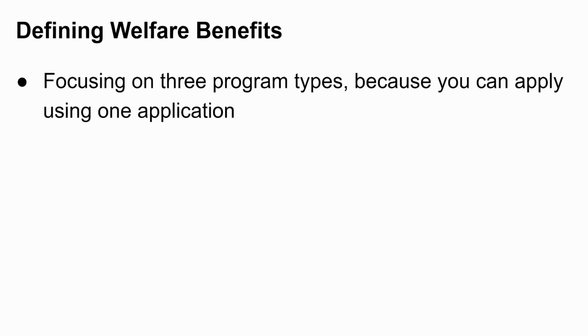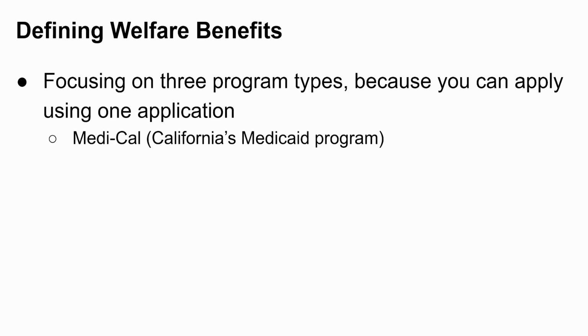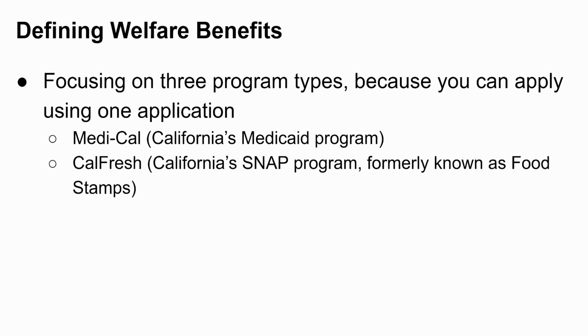Okay, moving on. So we're focusing on the 3 program types that I mentioned because, as I said, you can apply using one application. And those programs are Medi-Cal, which is California's Medicaid program, otherwise known as the public health care program that we have. CalFresh, which is California's SNAP program, formerly known as food stamps, and Cash Aid, which are a variety of programs and the offers of which vary by county.